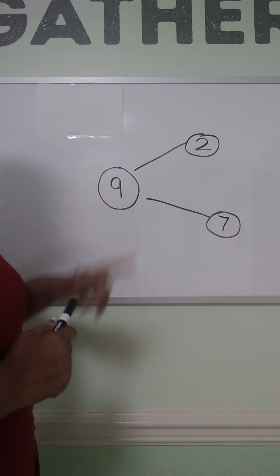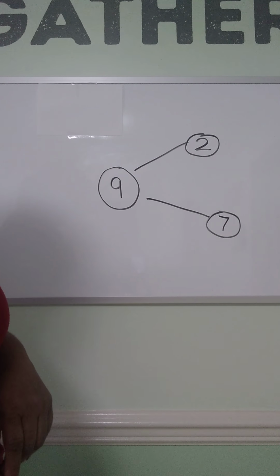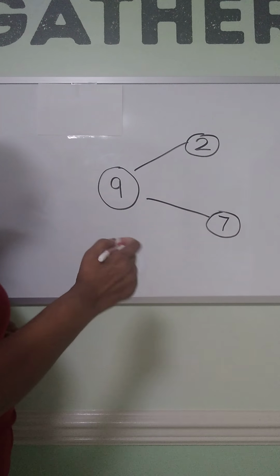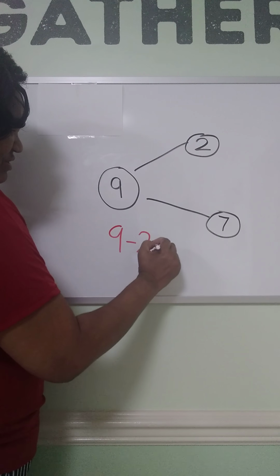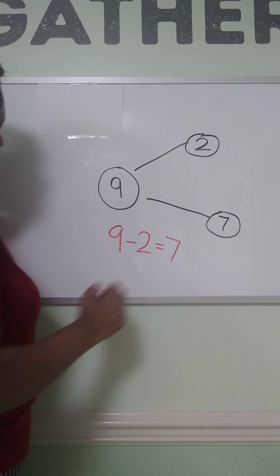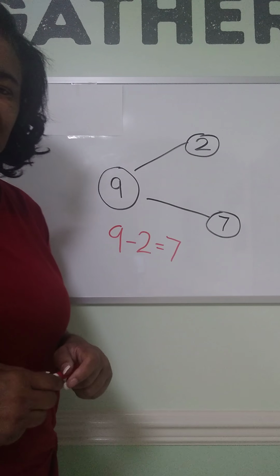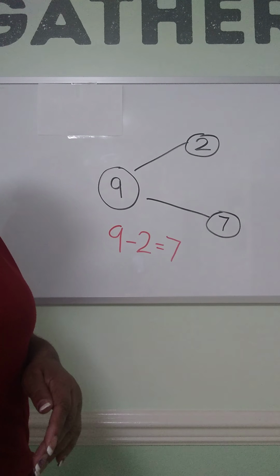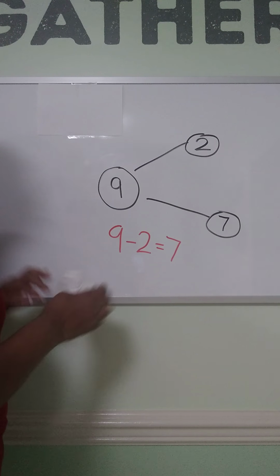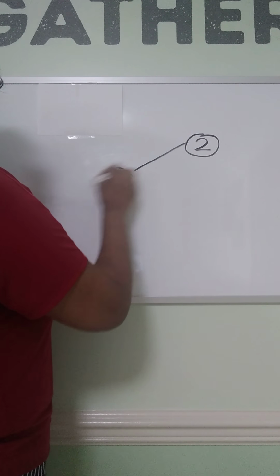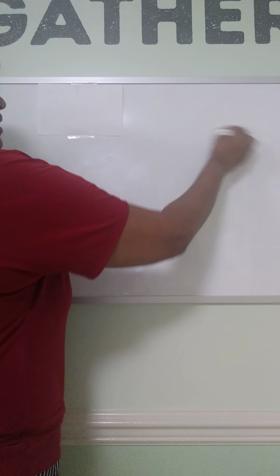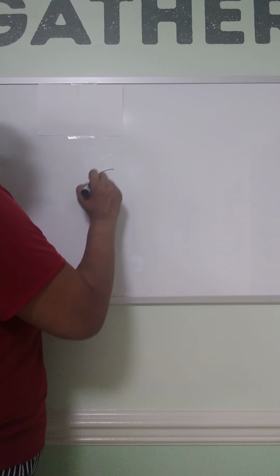Okay. Now our number bond is complete. And it is 9 take away 2 equals 7. Let's do a few more. Remember, we're just taking away. We're taking away from our whole number. I'm going to draw the number bond.